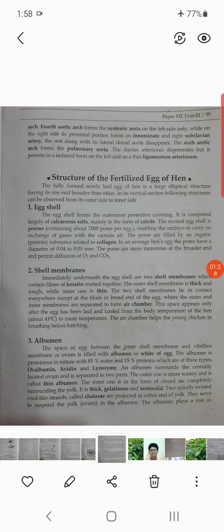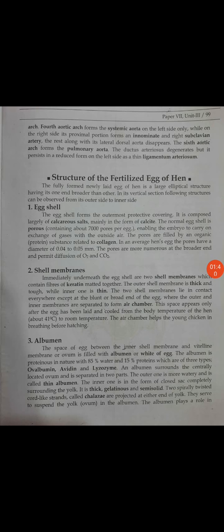The pores are filled with organic substance related to collagen, and in an average hen's egg, pores have a diameter of 0.04 to 0.05 mm. Very little, you can't see with the naked eye. The pores are more numerous at the broader end and permit diffusion of O2 and CO2.